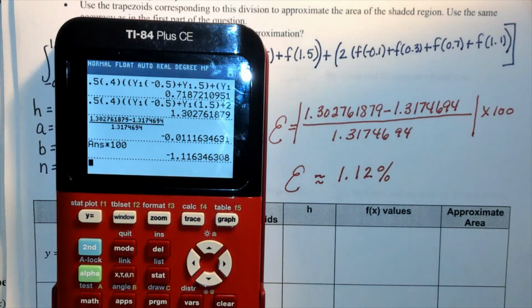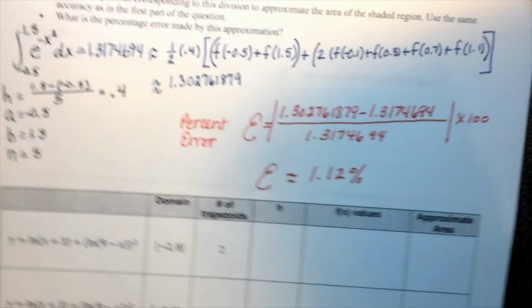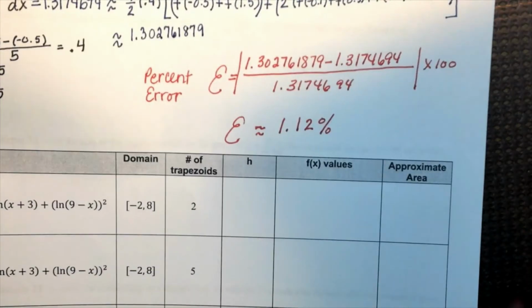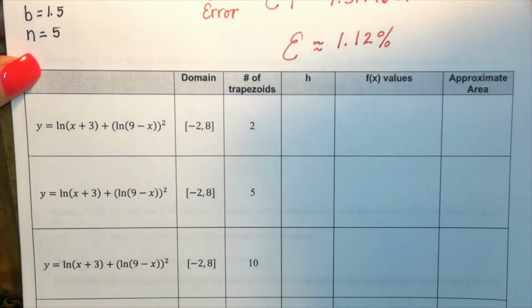So it's not too bad. I mean, we were pretty close. A 1% error, that's not too bad. All right. So hopefully that made sense. I hope. And now we're to this.